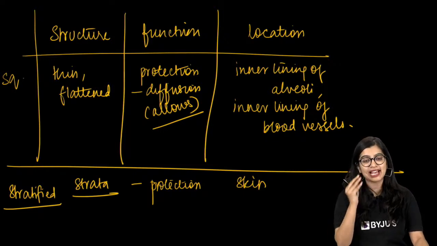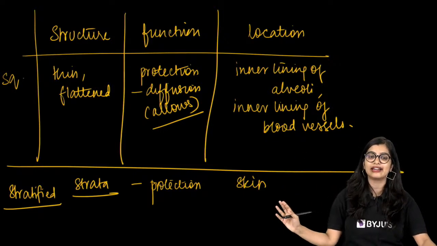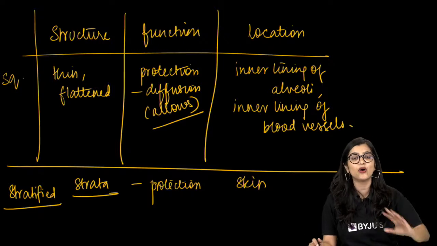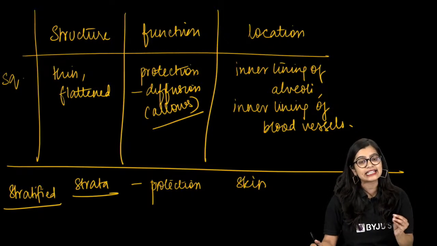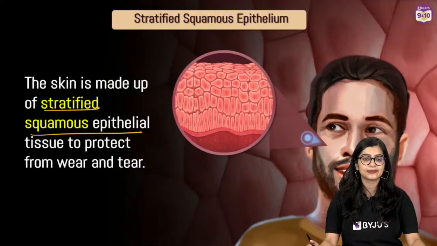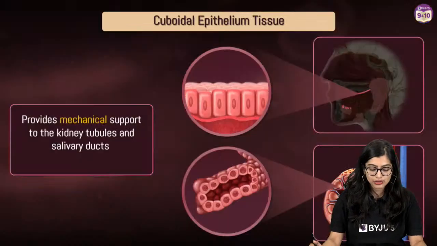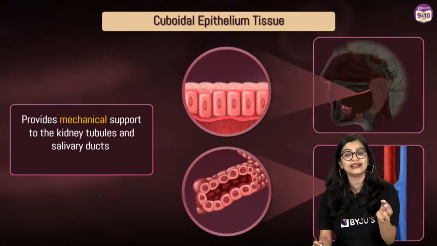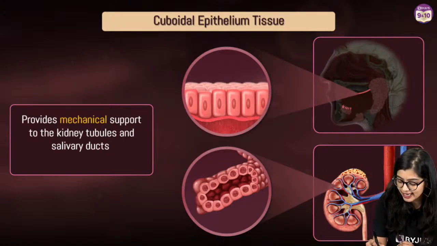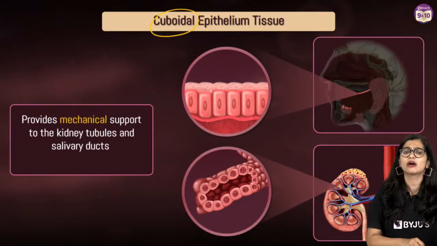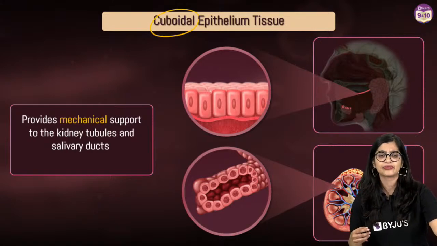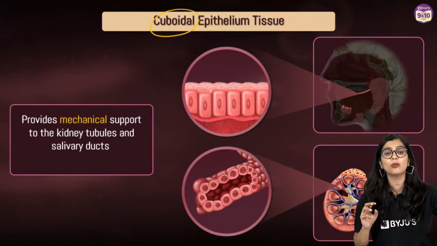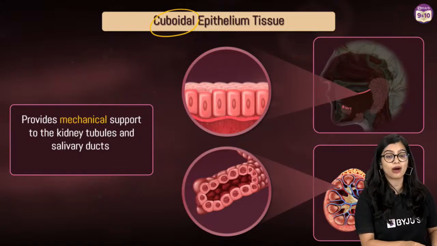See, basically this is how you need to learn. It is not complicated. Don't overcomplicate it. It's very simple and easy. Okay. Moving on to the next one, where we will look at the next type, which is cuboidal epithelium. Now when I say the word cuboidal, what comes to your mind? Can you tell me?